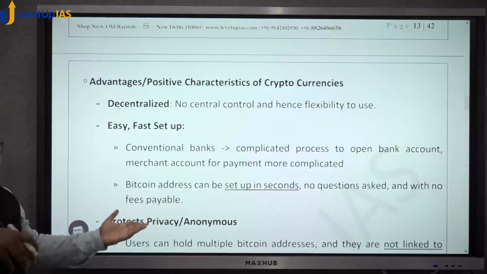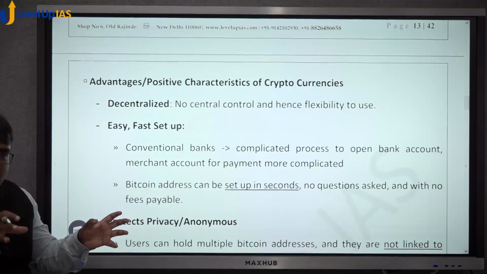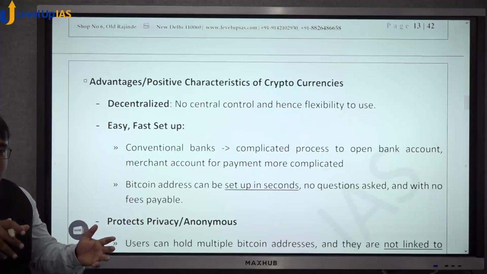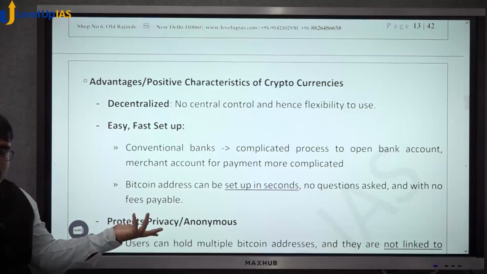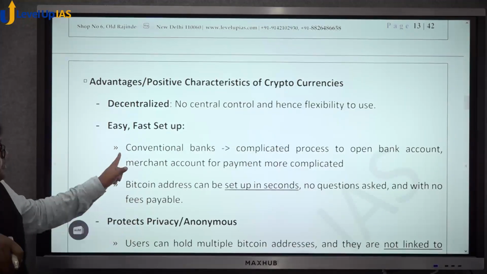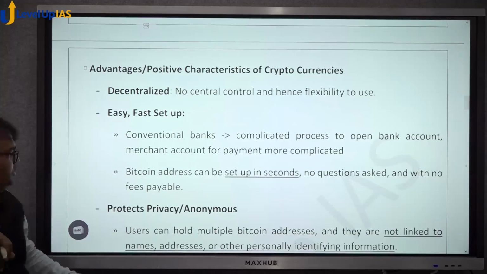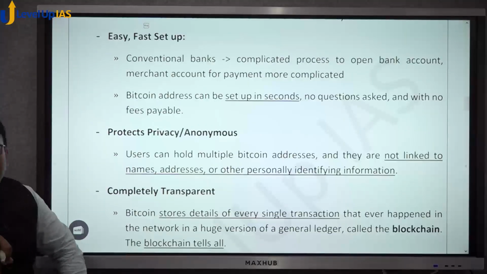What are the advantages of using Bitcoin? If we all start using Bitcoin, it's a decentralized system. Decentralized system matlab no one controlling it. Everyone who owns Bitcoin can transact that Bitcoin to anyone who has a Bitcoin account. Easy, fast setup. If I have to create a Bitcoin account, I'll go online and I'll create a Bitcoin account. I do not have to give my KYC and what drama that happens with the bank. It protects my privacy, anonymity.